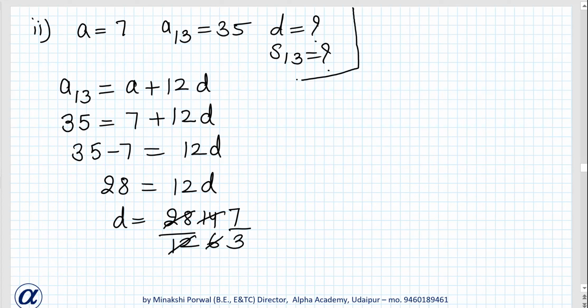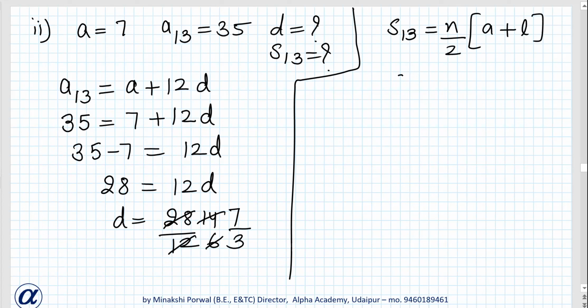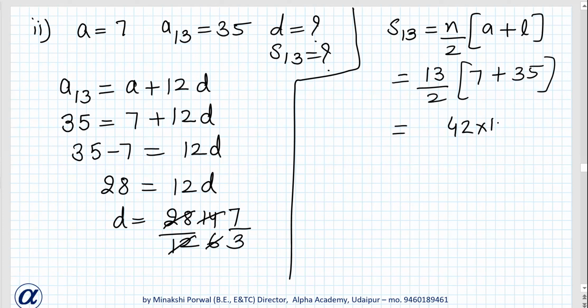We have to find S13. S13 equals n by 2 into A plus L. As we know A13, we can use it here. n is 13 by 2, A is 7, and L is 35. So 35 plus 7, that is equal to 42 into 13 by 2. That is equal to 273. Okay, so S13 is 273. Is it clear?